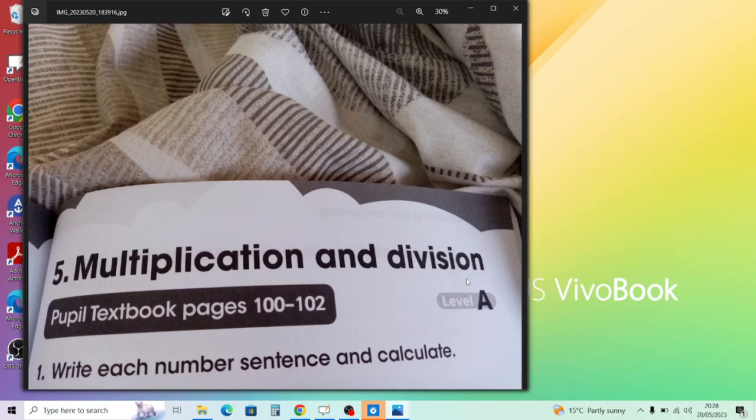What is 8 times 7? What is the total when you add 3 6s? So 6 plus 6 plus 6, or 3 times 6. What is the product of multiplying 8 by 2? So 8 times 2.